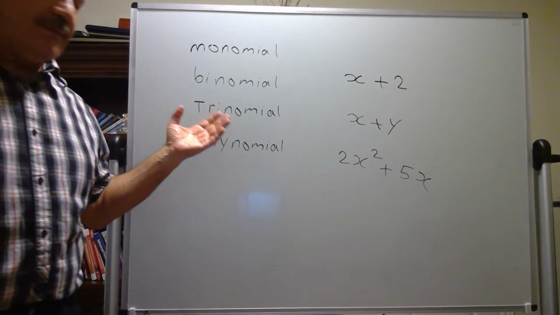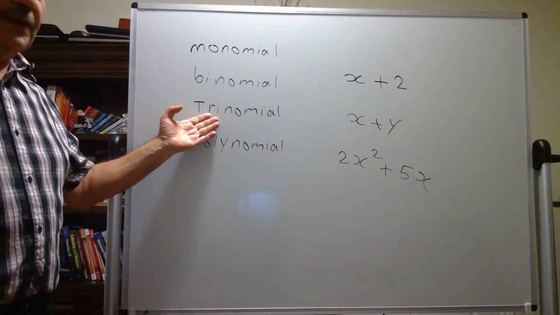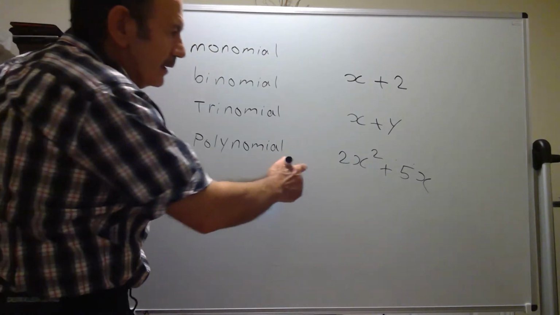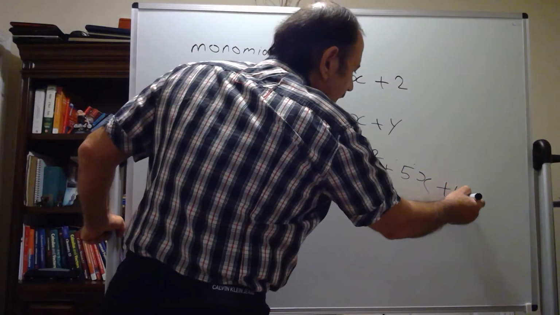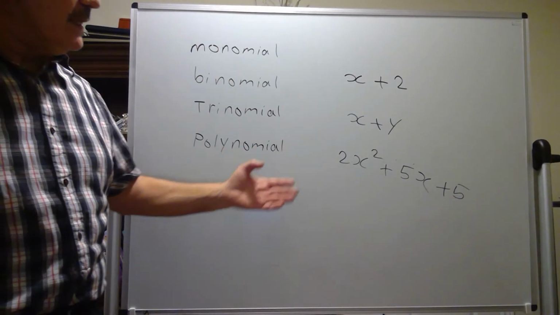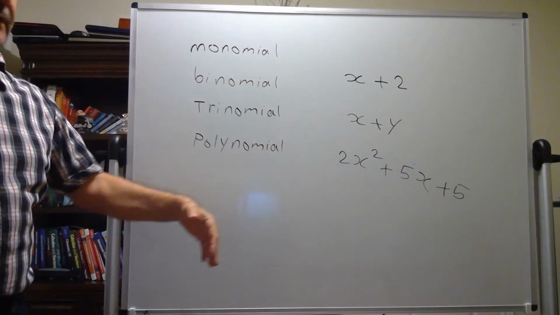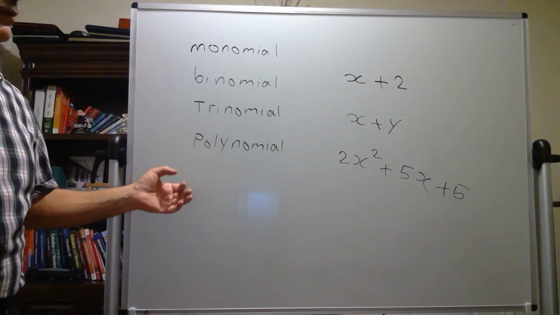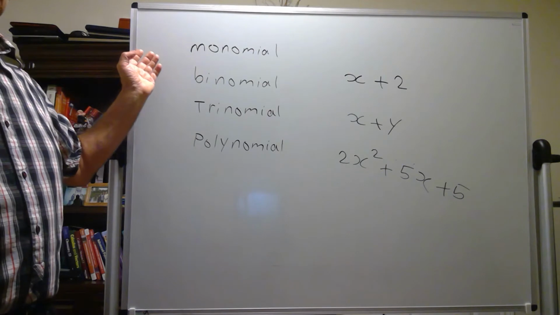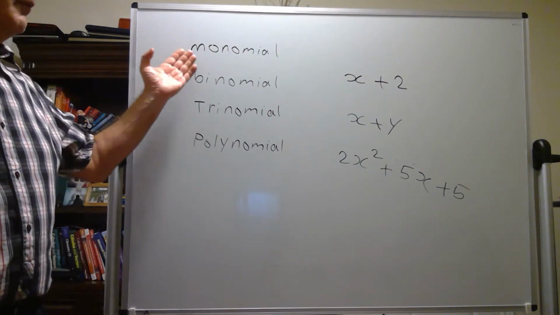Trinomial, same as we can understand from the meaning, is created by a combination of three monomials. As an example, 2x squared plus 5x plus 5, we call it trinomial. So trinomial is an expression with three monomials. And for all of them, we call it polynomial. Polynomial is an expression which is created with a combination of 1, 2, 3, 4 and or more monomials.